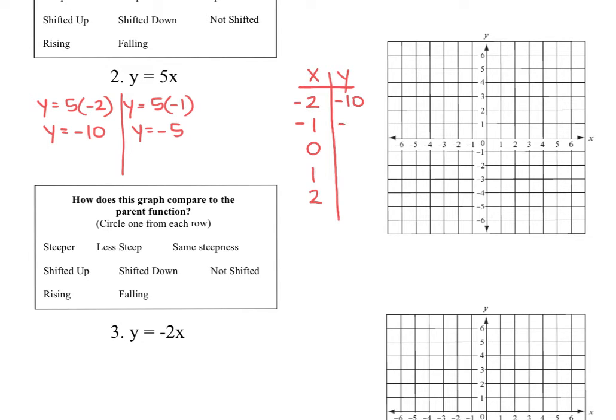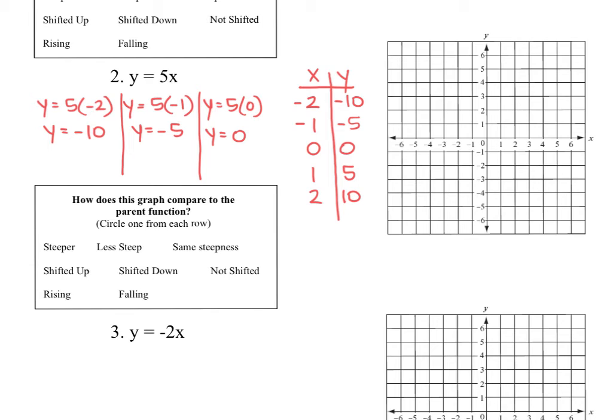So when x is -1, y is -5. And then I'm going to plug in 0. So I have 5 times 0, which is 0. So when x is 0, y is 0. And again, after you've done 3 showing your work, you can start doing it in your head. And so when I plug in 1, when x is 1, y is 5. When I plug in 2, y is 10.